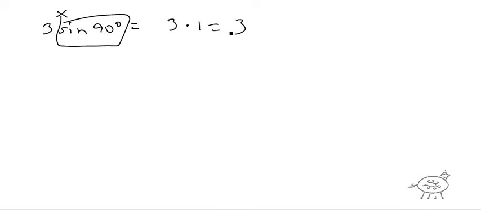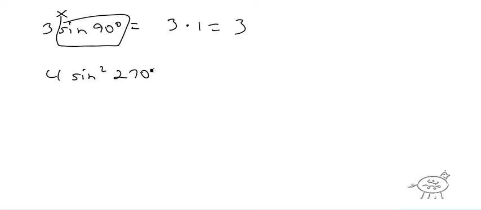First of all, 3 sine of 90 degrees. What you're going to do is find the sine of 90, and then multiply it by 3. So 3 times sine of 90, which is 1, so the answer is 3. That's pretty easy. Okay, 4 sine squared of 270 degrees.